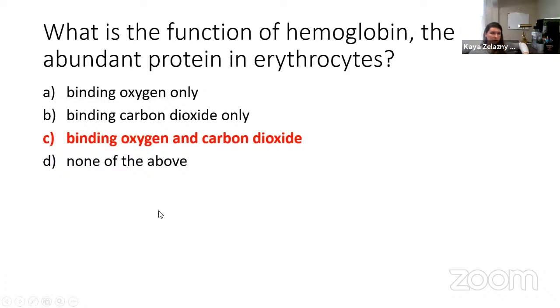We focus a lot on it being able to bind oxygen. It can also bind carbon dioxide. So carbonic anhydrase is going to be more important for carbon dioxide regulation, but it does also bind to the hemoglobin. So hemoglobin does both of these things.